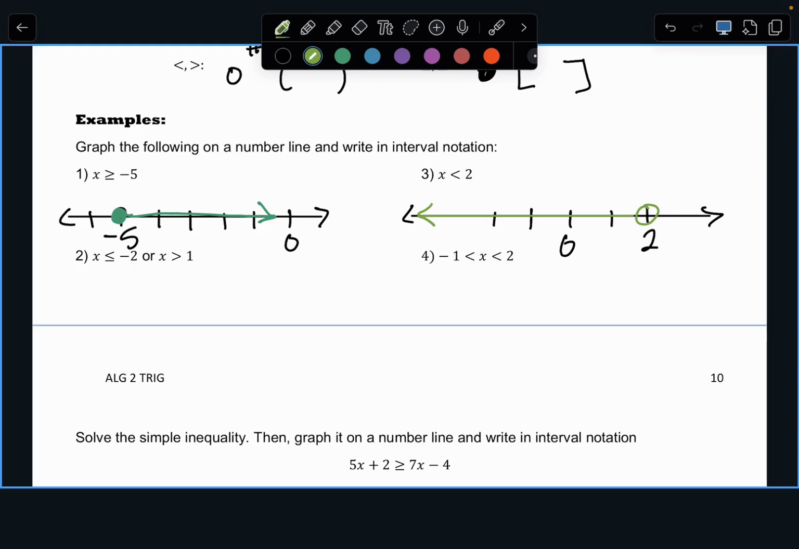Okay. Now we can bump it up a level. This is 2 inequalities pushed together and combined with an OR. It's not a simple inequality. What's the other word for it that we just learned?